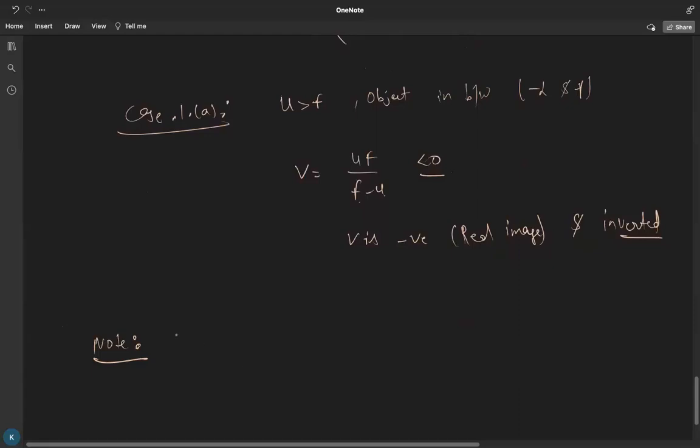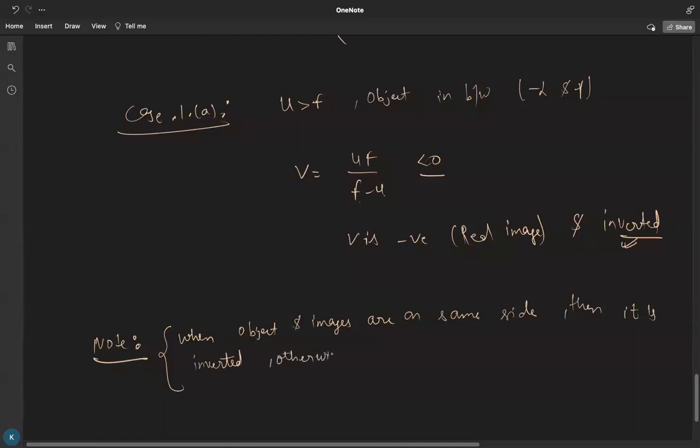So you have to keep this thing in mind. Like, I wrote "inverted" here, so you can ask why I wrote inverted and not erect. That is the concept I am giving you: when object and image are on the same side, then it is inverted. Otherwise, for different sides, it is erect.